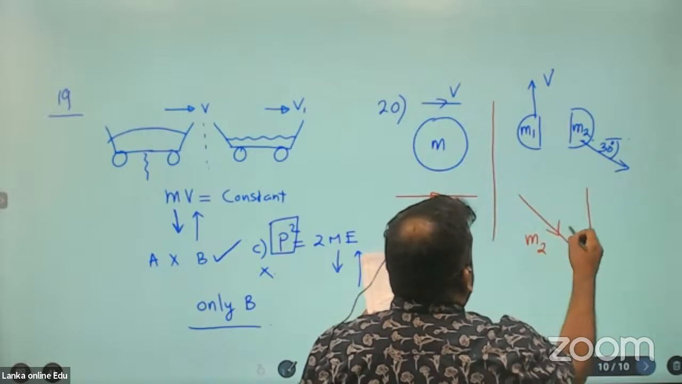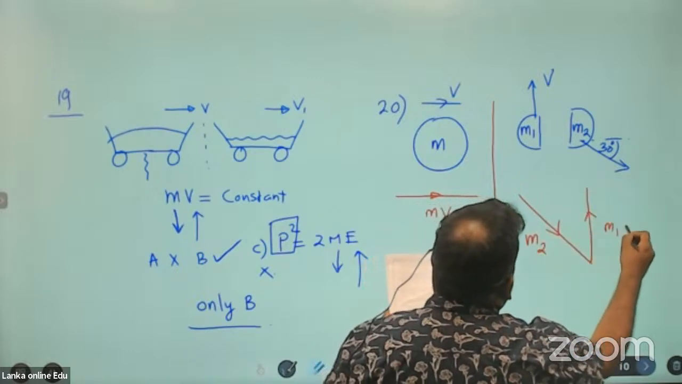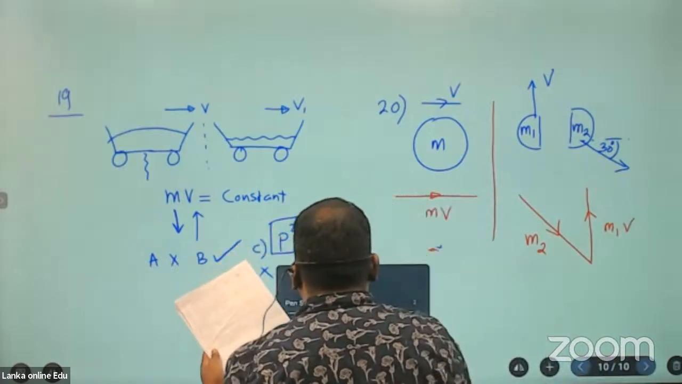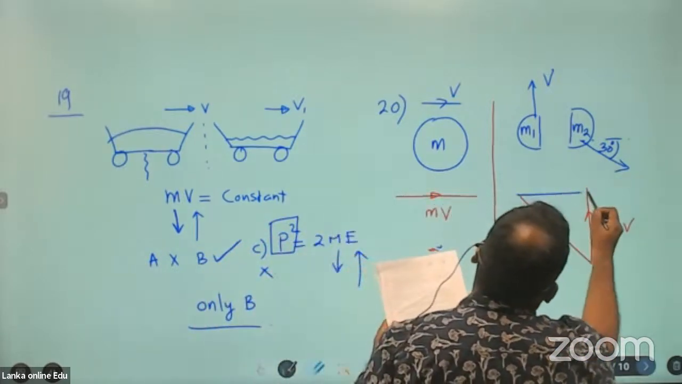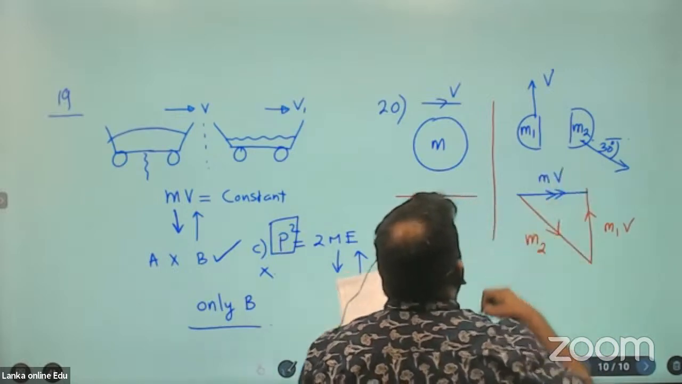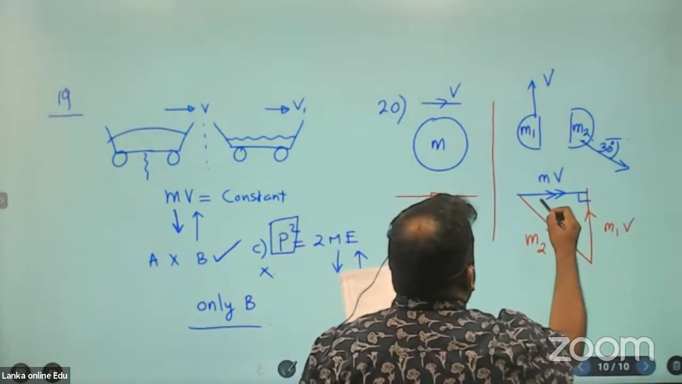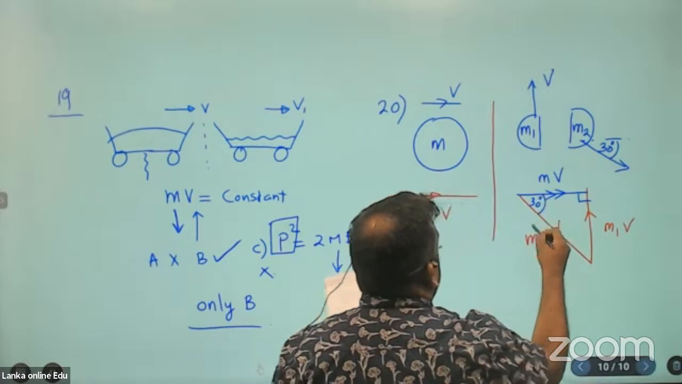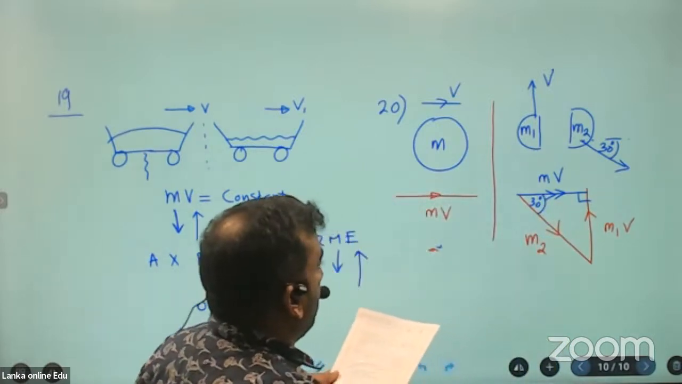Start from one vector, where it ends, start the other vector. Join the initial terminal, that should be MV. The angle is 30.